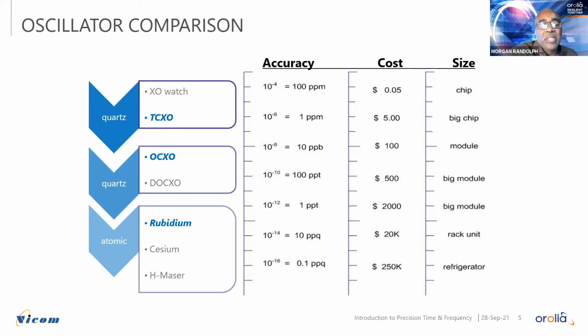When you get into the cesiums and the hydrogen masers, those are huge types of oscillators. You're looking at $20K and $250K. We've got a cesium in our office. It's a 2-rack space type of device. I've never seen a maser, but you're looking at the cost, and you're also looking at the accuracy. You go from 10 to the -4th to 10 to the -16th for your accuracy. So there's a big difference. The more accuracy you want, the more you pay.